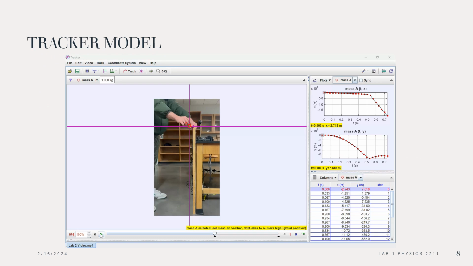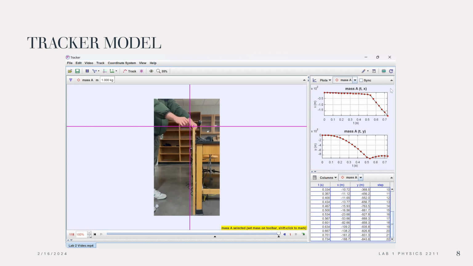This is our tracker model right here. I'm going to let the video play for itself. You'll see that the tracker shows the ball being dropped. To the right, that's our X position, which we're not really looking at. At the bottom, we have the Y position, which is what we're really interested in. You can see it's a nice quadratic shape, because our F net is not 0, so our velocity is not going to be constant throughout the motion. So of course we have a quadratic shape in our position graph.